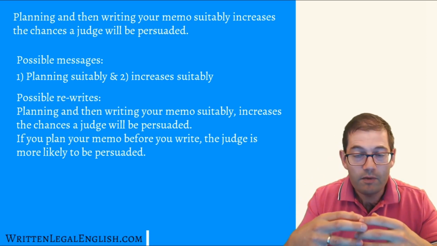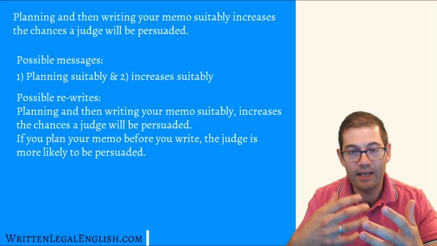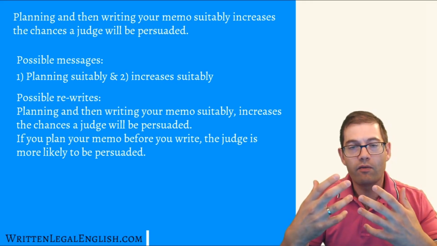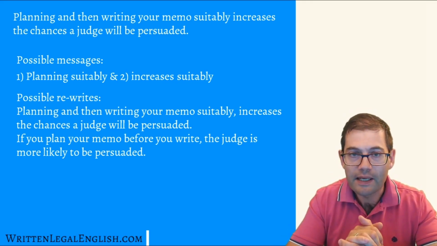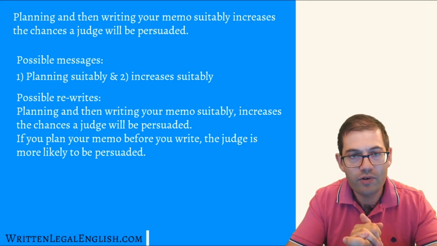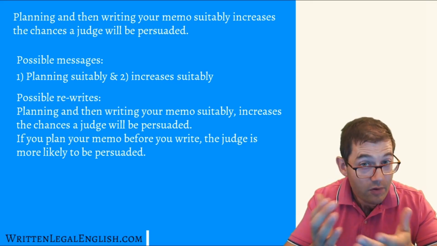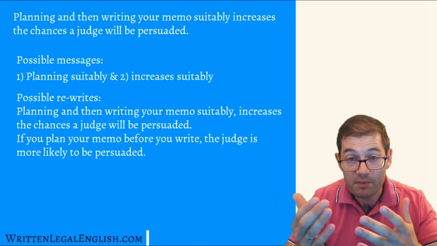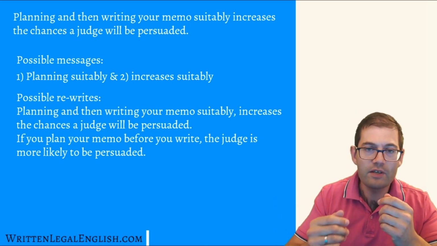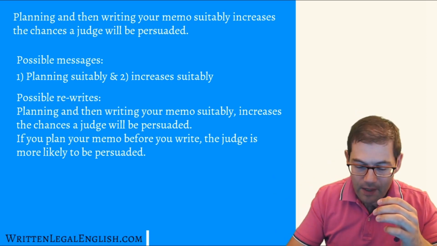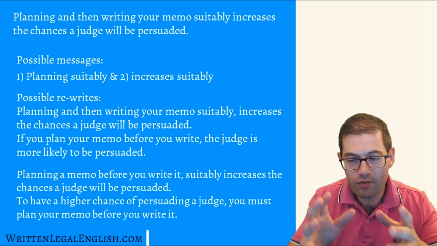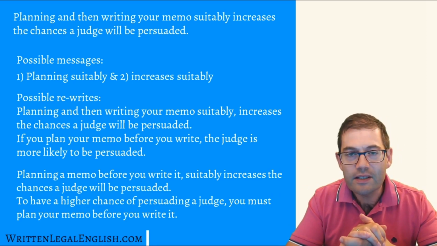The harder way to do it would be simply to ask yourself, if you're the author, what am I trying to say, and redraft it completely. So we might come up with a conditional structure. If you plan your memo before you write, the judge is more likely to be persuaded. So we can change the structure completely. If we have a look at the second message, which is increases suitably, once again we can use a comma.